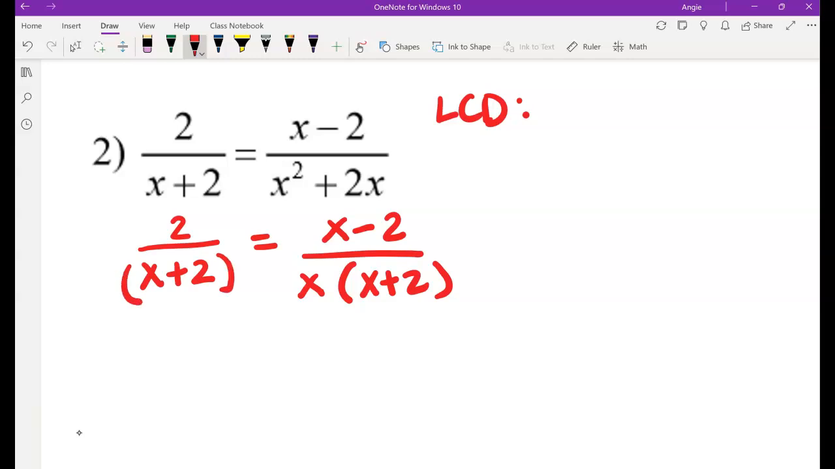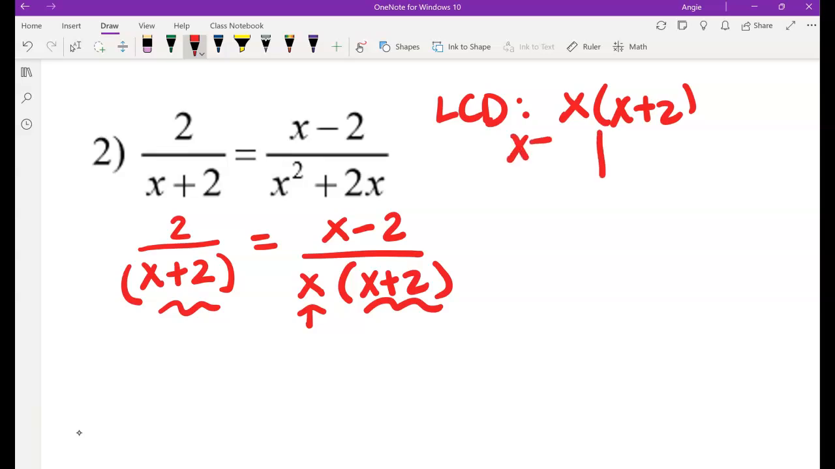Then it says find the LCD, lowest common denominator. First, we have an x plus 2. It's on each side, so that is going to be part of your LCD. This x right here is by itself, so that is definitely going to be included. State your restriction, students. x can never ever be 0, and x can never ever be negative 2. So currently, we can't have 0 or negative 2 for our answer.